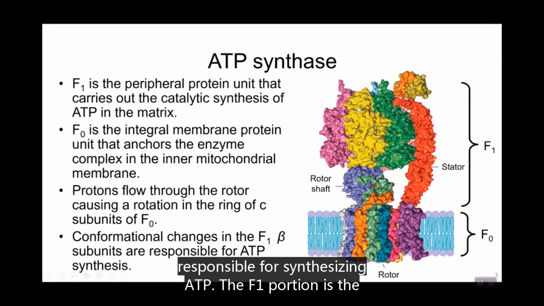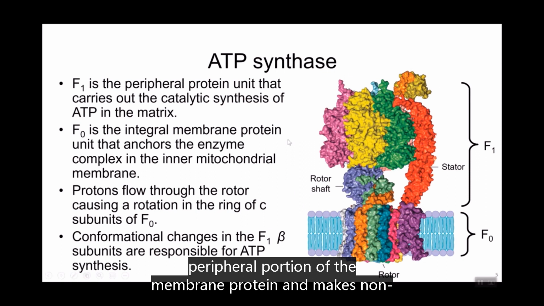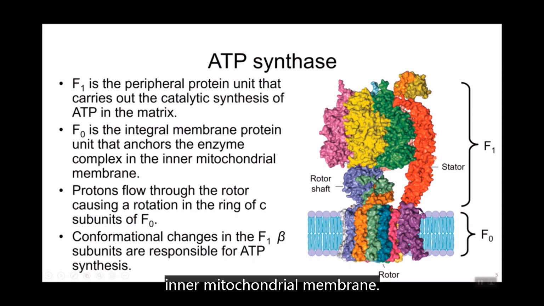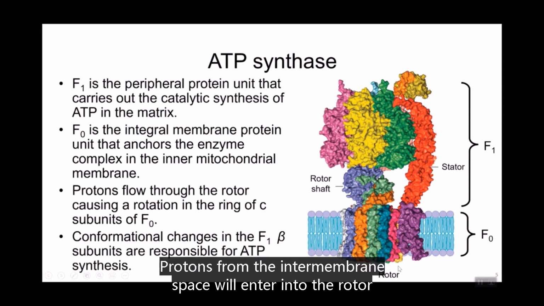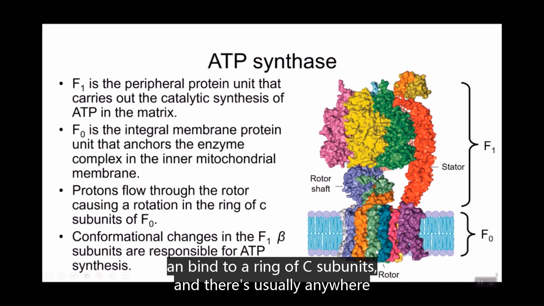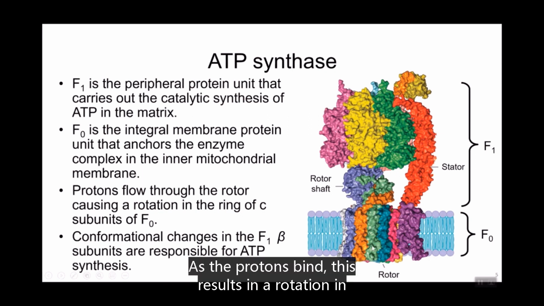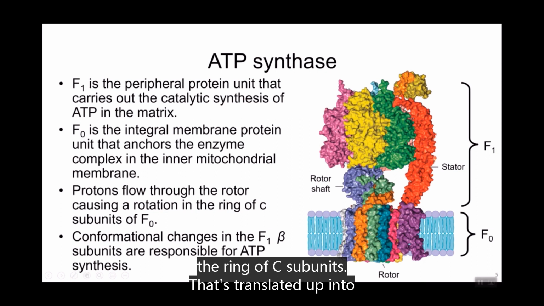for synthesizing ATP. The F1 portion is the peripheral portion of the membrane protein and makes non-covalent interactions with the F0 portion that holds it in the inner mitochondrial membrane. Protons from the intermembrane space will enter into the rotor and bind to a ring of C subunits, and there's usually anywhere from 10 to 15 subunits. As the protons bind, this results in a rotation in the ring of C subunits that's translated up into the interior of the ball portion via a gamma subunit.